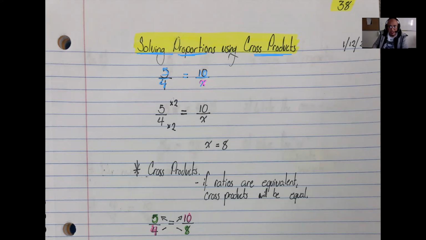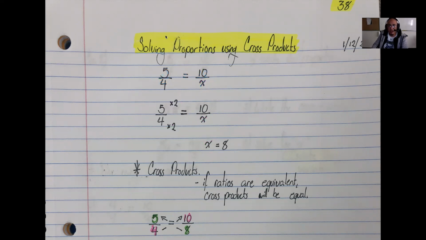In this specific example, if we multiply 5 times 2, that gives us 10. If these are indeed equivalent, that means that the numerator and denominator have to increase by the same factor. So we have to multiply 4 by 2 as well. Notice how we're increasing it by the same factor. And so x has to equal 8. All right, our missing variable is 8.